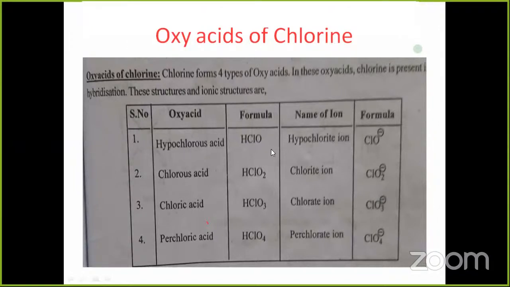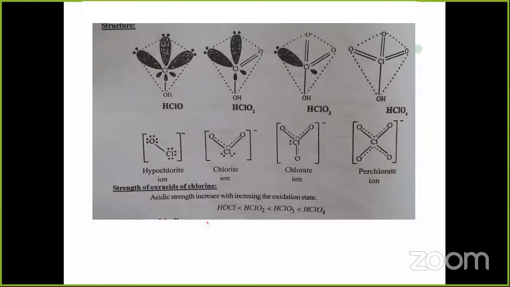After removal of H+, the remaining anion ClO- is named hypochlorite ion, then chlorite ion, chlorate ion, and perchlorate ion, ClO4 minus. After removal of H plus, the remaining ClO4 minus is called perchlorate ion. So perchloric acid gives perchlorate ion. Chloric acid, on removal of H plus, gives chlorate ion, the formula is ClO3 minus, like this. So this is the information about oxyacids of chlorine. And these are the structures of oxyacids of chlorine. Very important. You see, these are the structures.